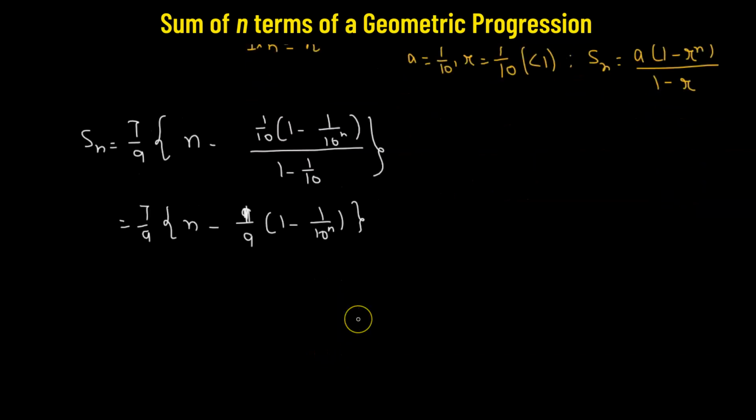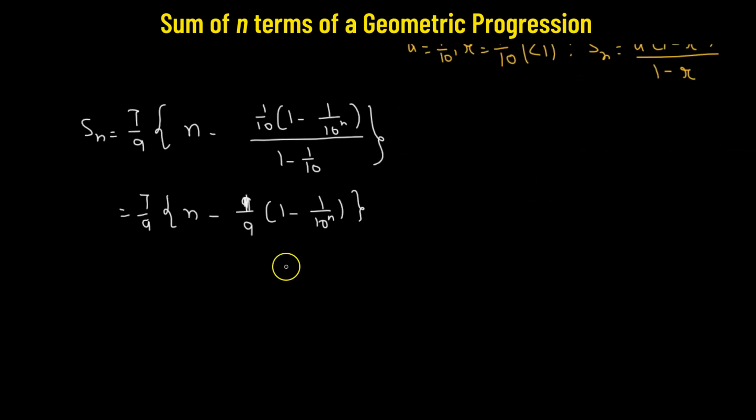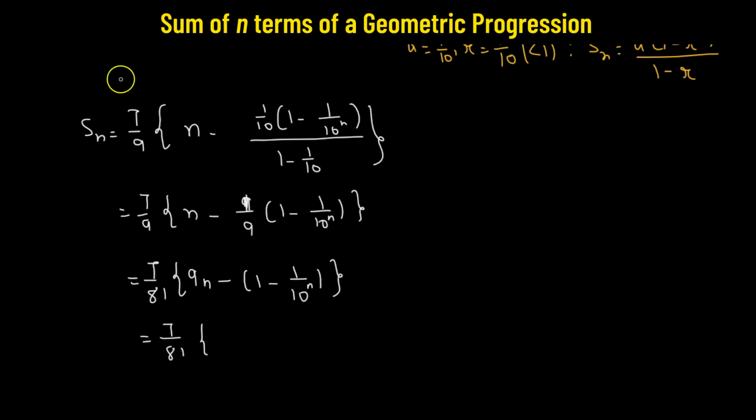Now, if we take out 1 over 9 as the common factor from within the parentheses, we are going to get 7 over 81, which means we're going to multiply each term by 9. So we have 9n minus 1 over 10 raised to the power of n, which will be equal to 7 over 81 multiplied by 9n minus 1 plus 1 over 10 raised to the power of n. So this is going to be the sum of the n terms of our given series.